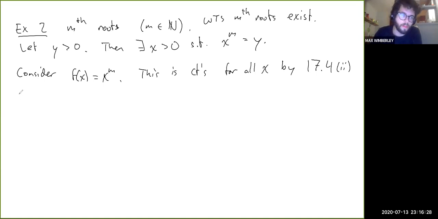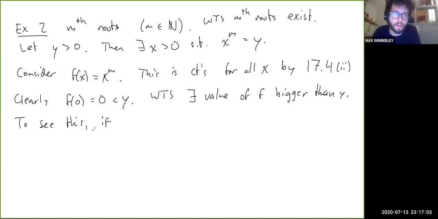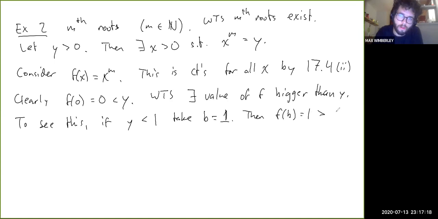And so f of 0 equals 0, which is less than y. So we want to show there exists some value of f bigger than y. I guess it's enough to say greater than or equal to. I'll deviate from the book a little bit here. If y is less than 1, take b equals 1, then f of b equals 1, which is greater than y, right?